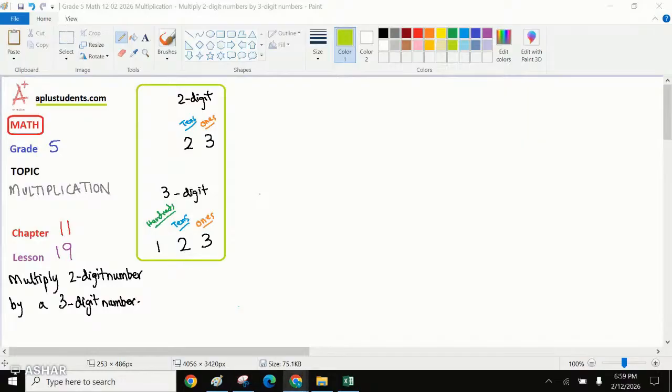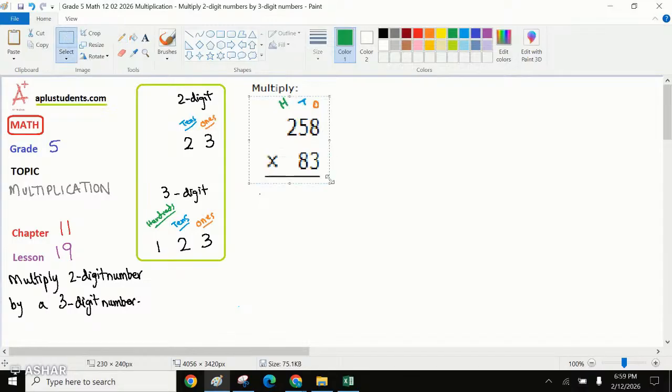So the question says multiply 258 by 83, right? What we know is these were the ones, these were the tens, and these were the hundreds, right? Ones, tens, and hundreds. I'll just realign it.